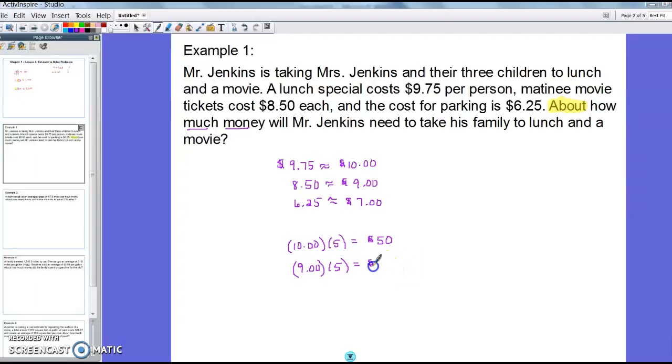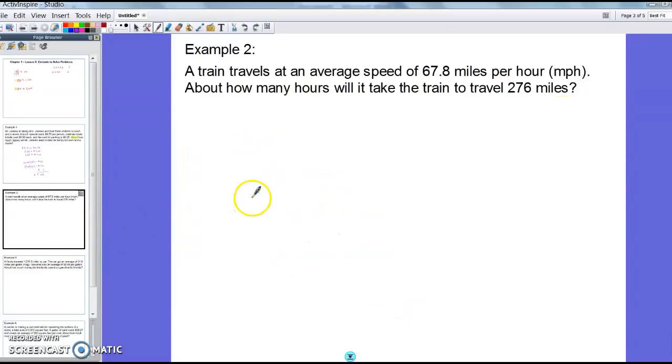That's another $45. And they're all coming in one car, it's not like they're each coming in separate cars. So we'll just add the $7 for parking to that. And if we add all those up, that comes out to $102. So Mr. Jenkins will need about $102 to take his family to lunch and a movie. Pretty pricey, lunch and a movie. But anyway, that's how you're going to approach that one.